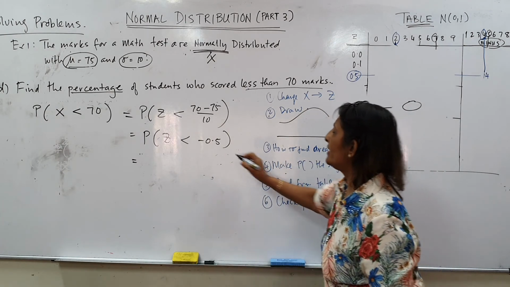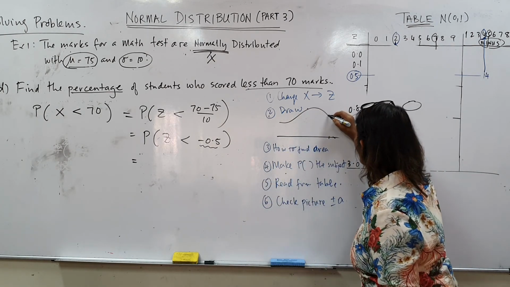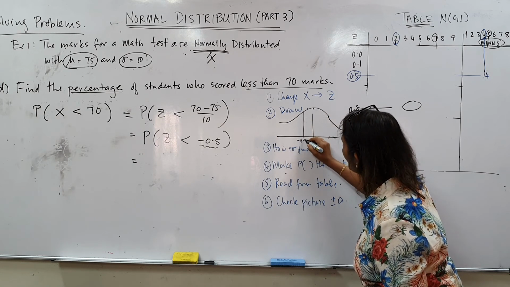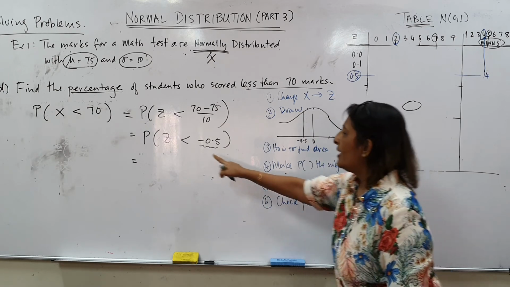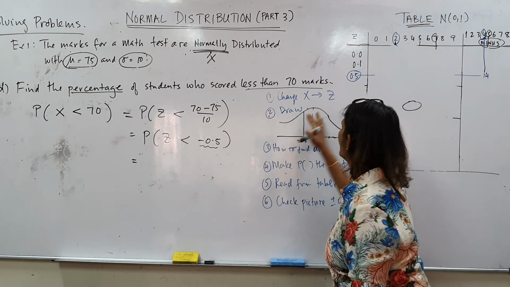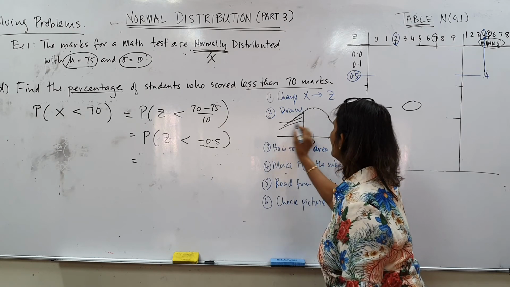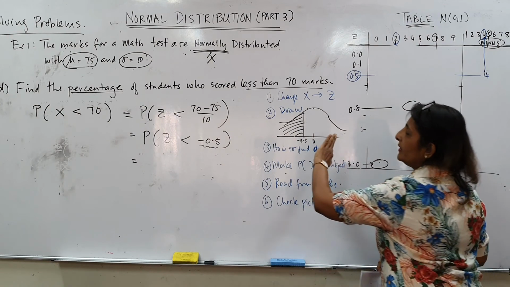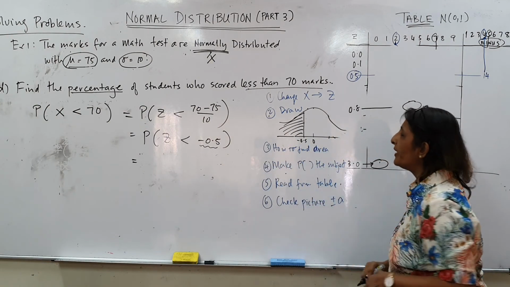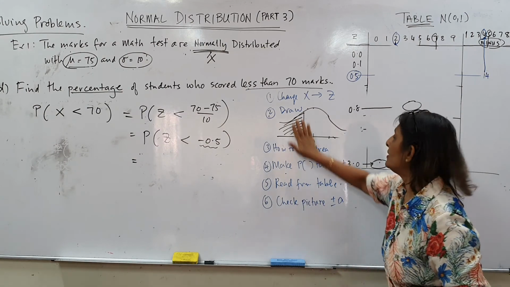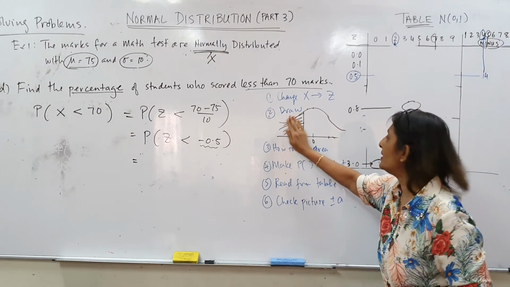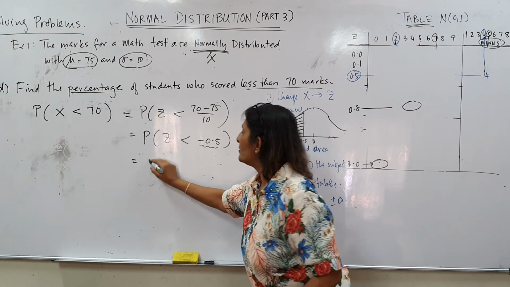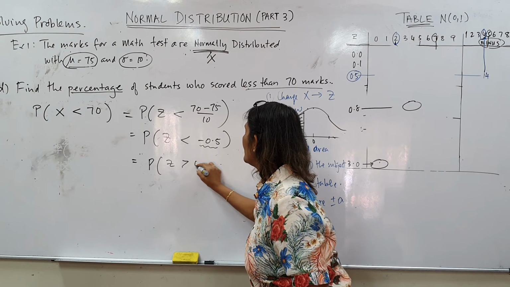Okay, where is negative 0.5? Negative, center is 0, right? So negative is somewhere here. Negative 0.5 is there. Less than means to the left. So we shade the left. Okay, now this is the lower tail. How to find the answer? We imagine it is upper tail. We just imagine you flip it this side and write it as more than 0.5.